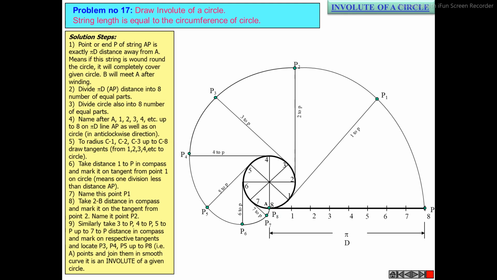So is this one clear? When the length of the thread is equal to the circumferential length of the circle, how to get the involute profile? Is it clear? Yes, sir. Others please respond. Yes, sir, clear.